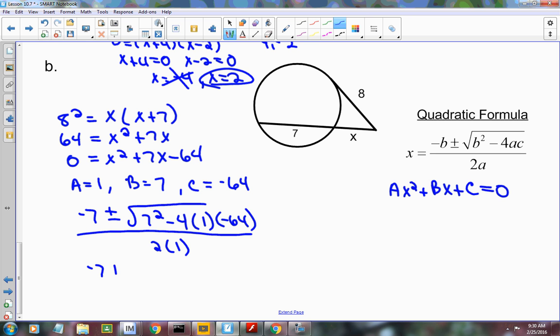Okay? So then I'm going to simplify. I've got -7 plus or minus, that's going to be 49. Now, notice up here. Look up here. You've got -4, 1, and -64. When I multiply these three things together, I'm going to get a positive. Okay? So what's 64 times 4?